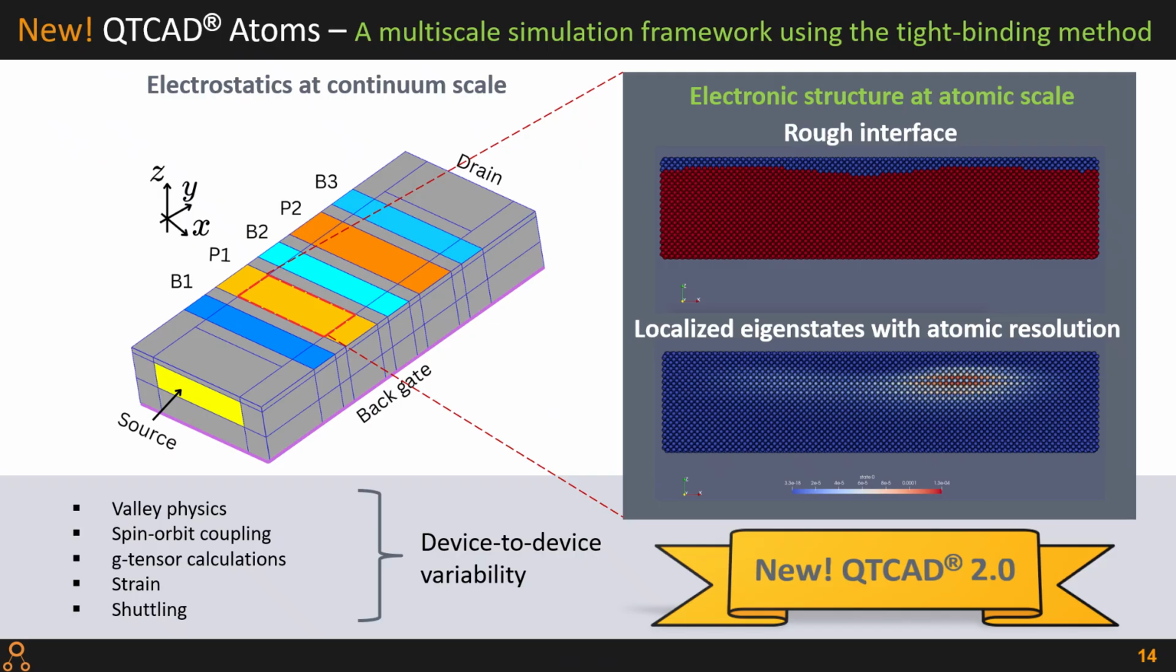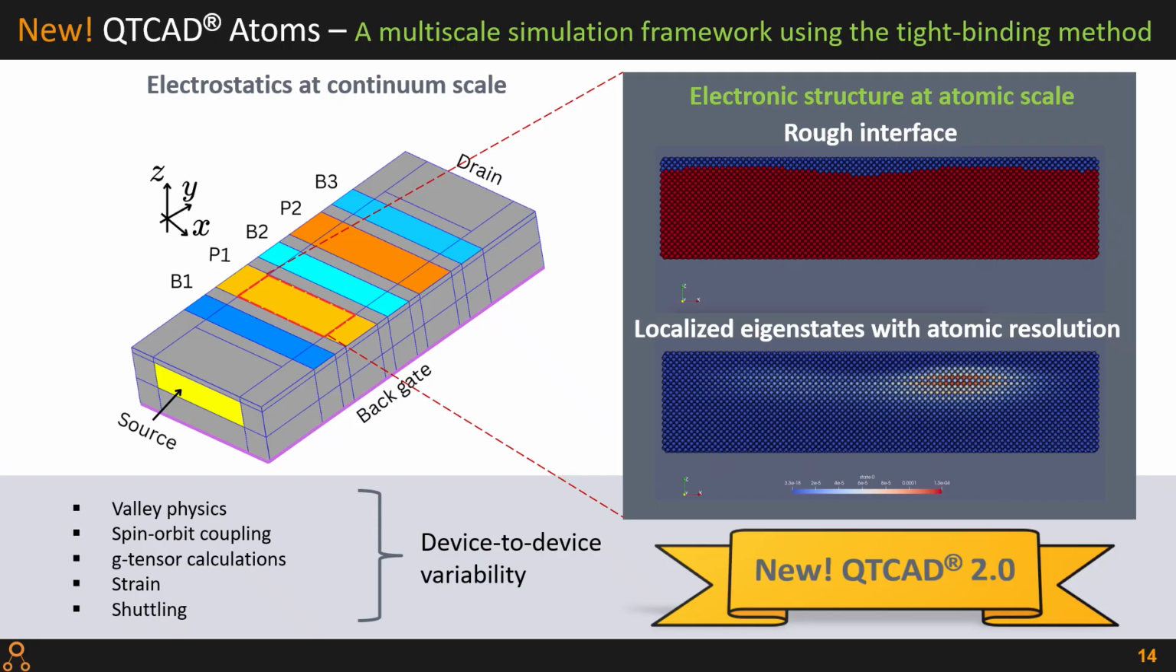In QTCAD 2.0, we released an entirely new package of QTCAD called QTCAD Atoms. QTCAD Atoms offers a multi-scale simulation framework leveraging the tight binding method. When combined with QTCAD Device, this enables us to simulate quantum dot systems in two main system scales.